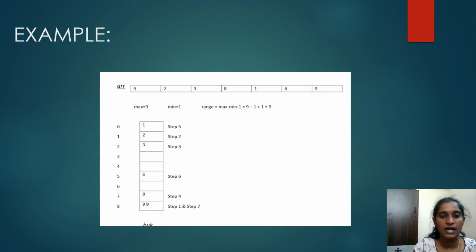This is some example of the pigeonhole sort, and this is all about the distribution sort and the pigeonhole sort.